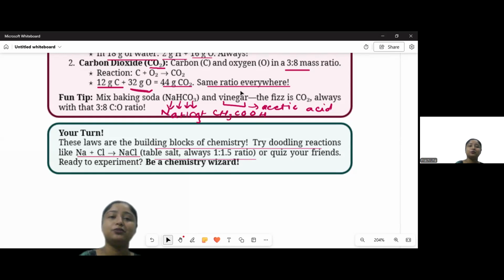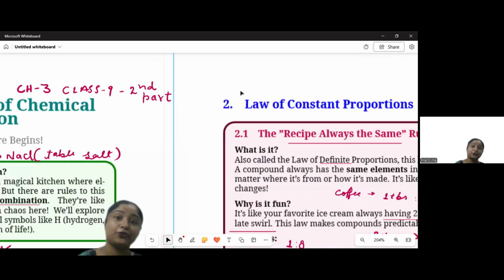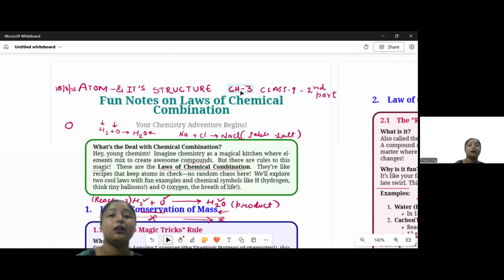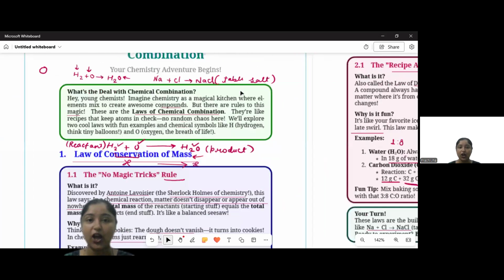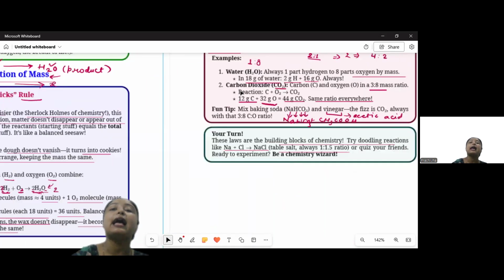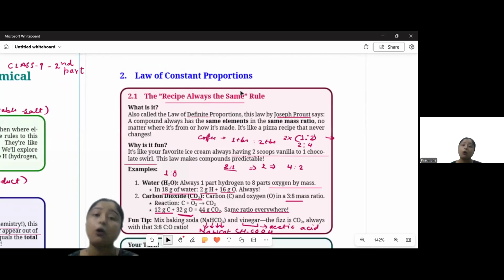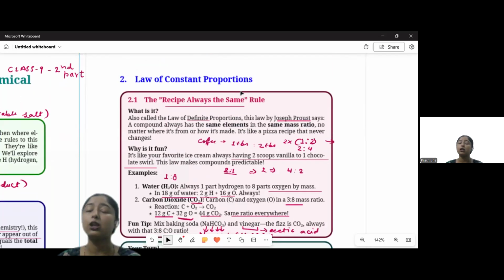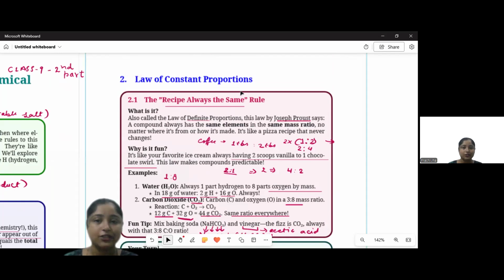So I hope you got the drill, what the laws of chemical combination are, under the law of conservation of mass and the law of constant proportion, which you also call the law of definite proportion. In the next part of the chapter, we'll be covering the next topic, and that is it for today.